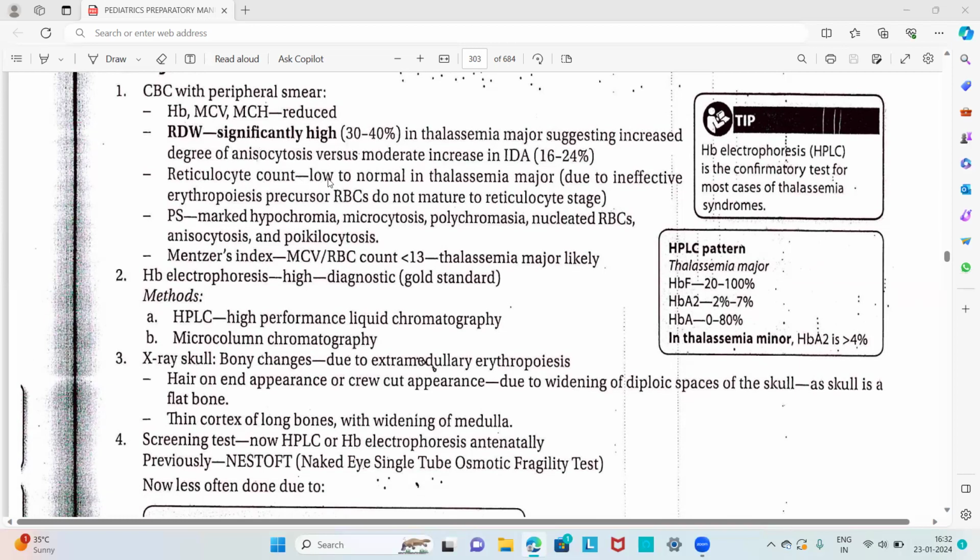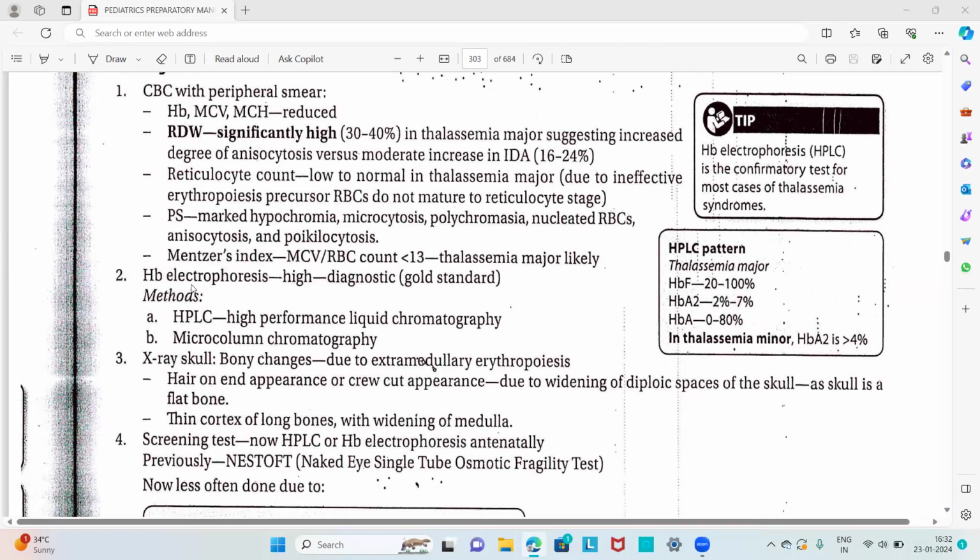The reticulocyte count is also low to normal in thalassemia major. In the peripheral smear, there will be marked hypochromia, microcytosis, polychromasia, nucleated RBCs, and anisocytosis and poikilocytosis. And the Mentzer index, that is MCV divided by RBC count, is less than 13 in thalassemia major, but in iron deficiency anemia it is greater than 13. So it is a good index to differentiate between thalassemia major and iron deficiency anemia.